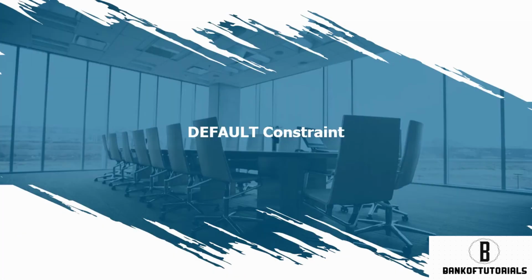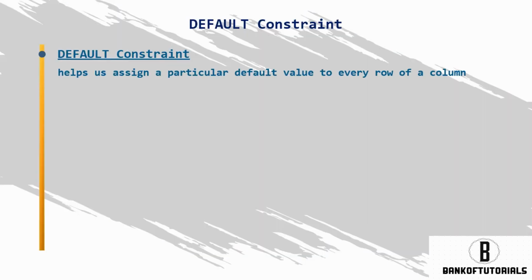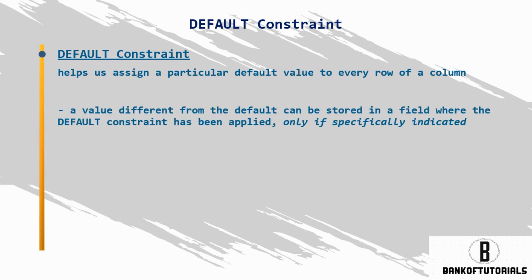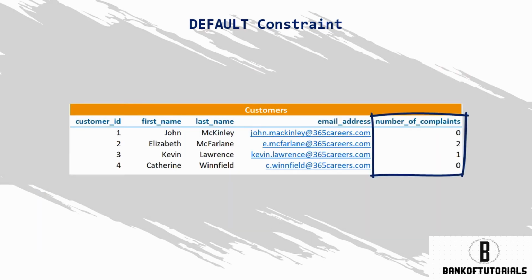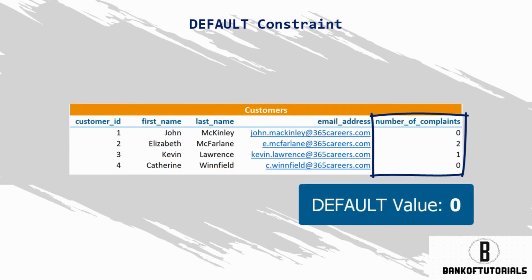Wonderful. You will see it in almost all databases you will work with. It helps us assign a particular default value to every row of a column. A value different from the default can be stored in a field where the default constraint has been applied, only if specifically indicated. A good example is the number of complaints column in our customers table. It is reasonable to think every new customer has submitted 0 complaints at the moment of registration, right?